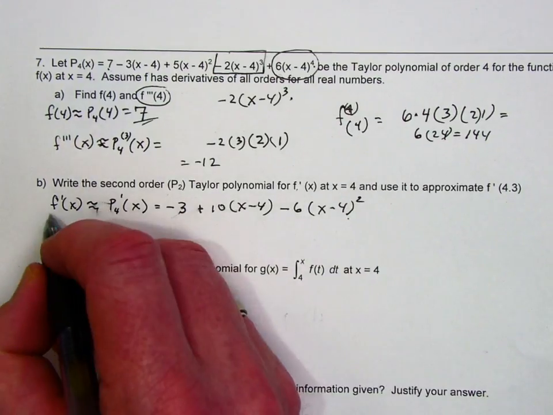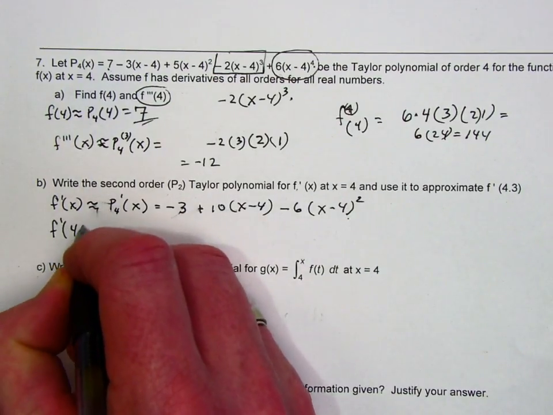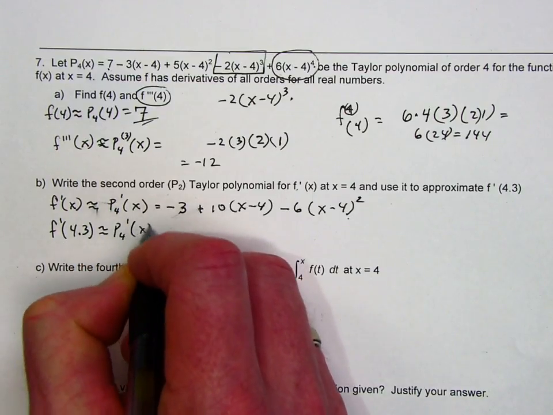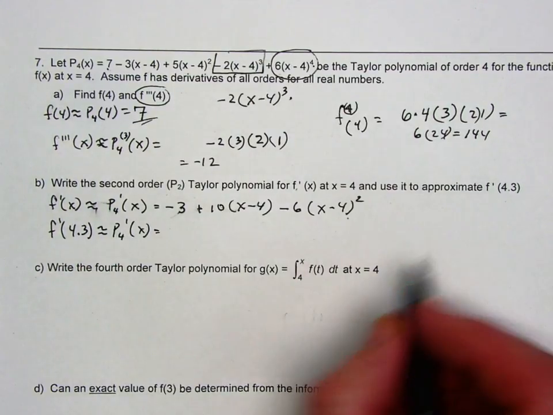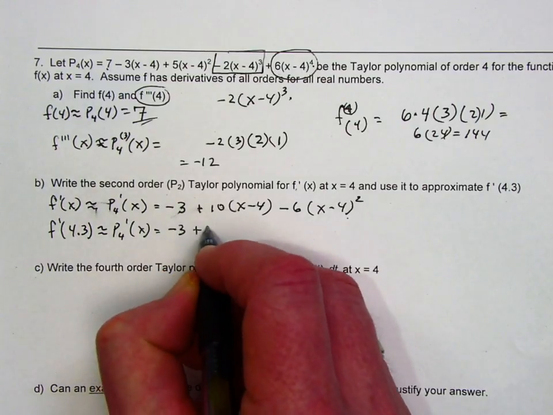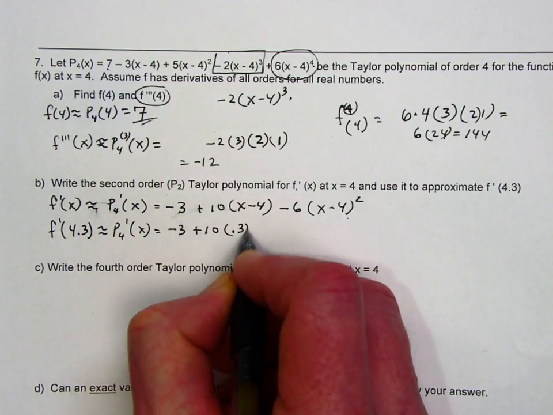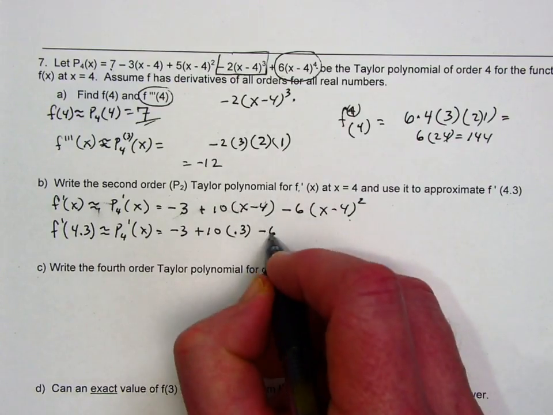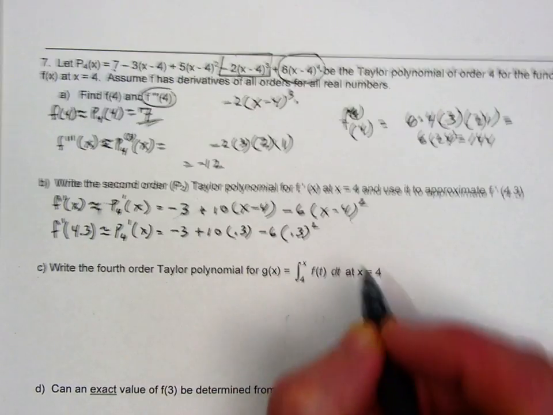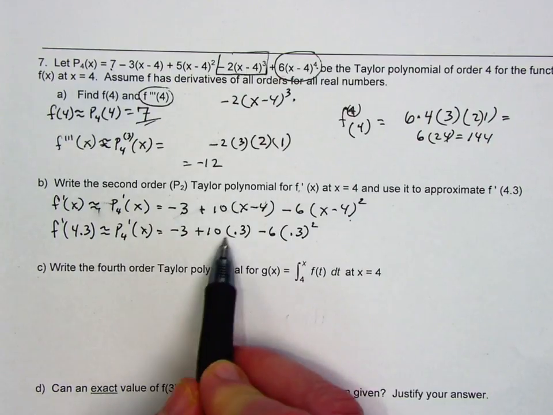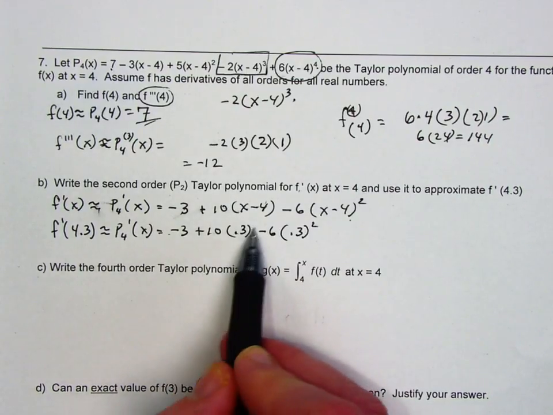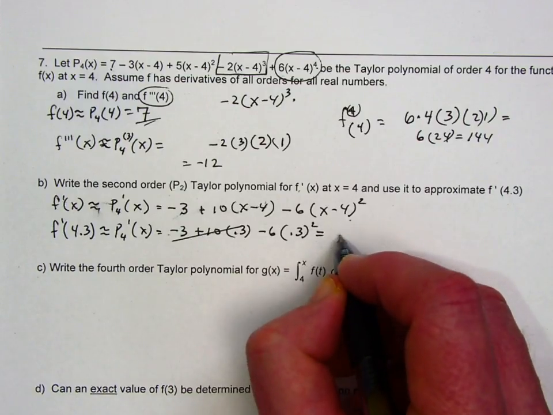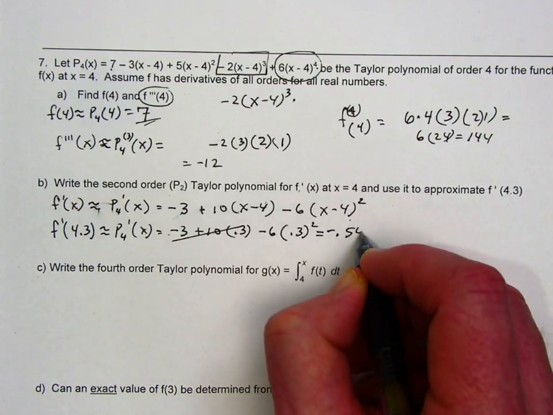So now to find f prime at 4.3, that's approximately equal to the P2 of x. Now I'm just going to substitute in 4.3, so I get negative 3 plus 10 times 0.3, because whenever I plug in 4.3, I'm going to get 0.3, minus 6 times 0.3 squared. Okay, so this is negative 3. This works out to be a positive 3, so they cancel each other out. And then this is negative 6 times 0.09, which gives me negative 0.54.